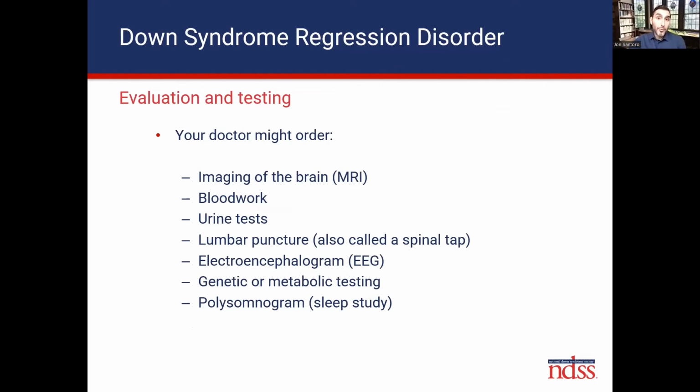When we talk about what we do with that, it involves a lot of testing. Down syndrome regression disorder is a diagnosis of exclusion, meaning that we've looked at all of the other possible medical diseases that individuals with Down syndrome could get, and we have ruled them out with a variety of tests. That can include pictures of the brain, which is called an MRI, blood work, urinalysis or urine testing, a lumbar puncture, which is sometimes referred to as a spinal tap, an EEG, which puts electrodes that are non-painful on the scalp to look for seizure activity. Also, we can do genetic or metabolic testing, and then some patients will also get a polysomnogram, or a sleep study is the other term for that.